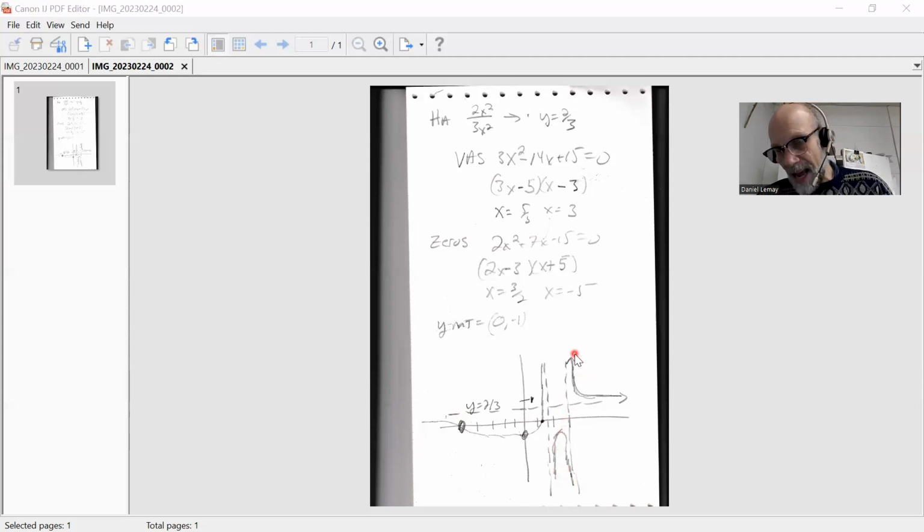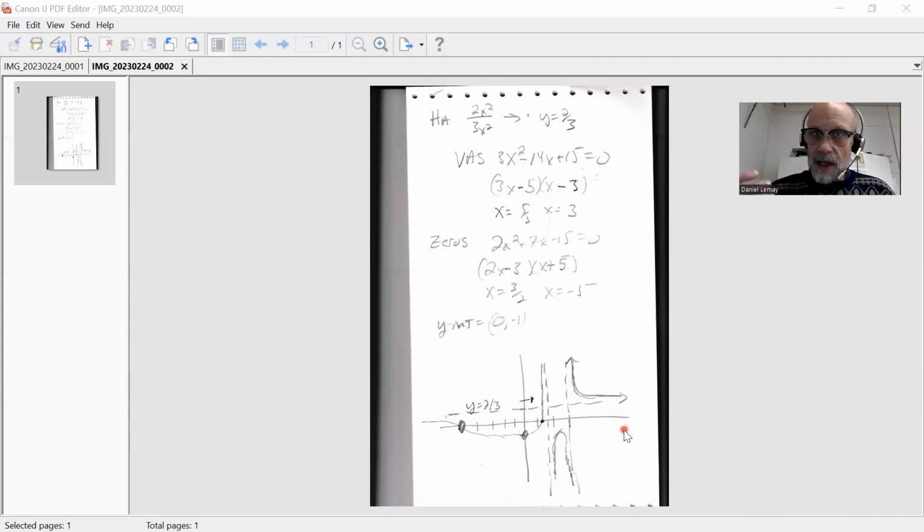And then because this has to act like 1 over x, as I approach 3 from the right, it has to be headed up to infinity. And as it goes out, I know it's not going to go down across the x-axis. There are no other zeros, just those two. So that has to look like this.